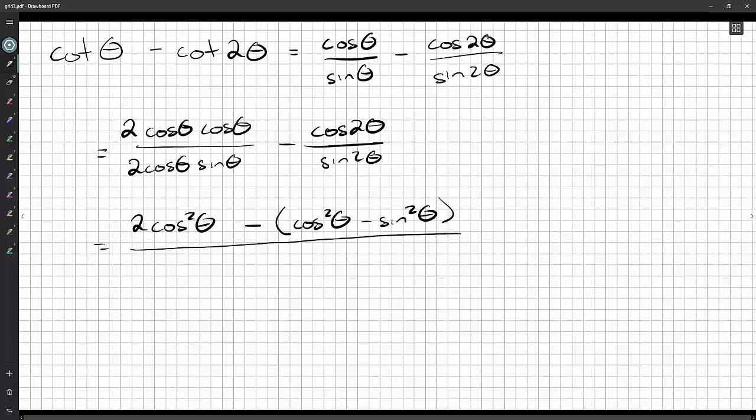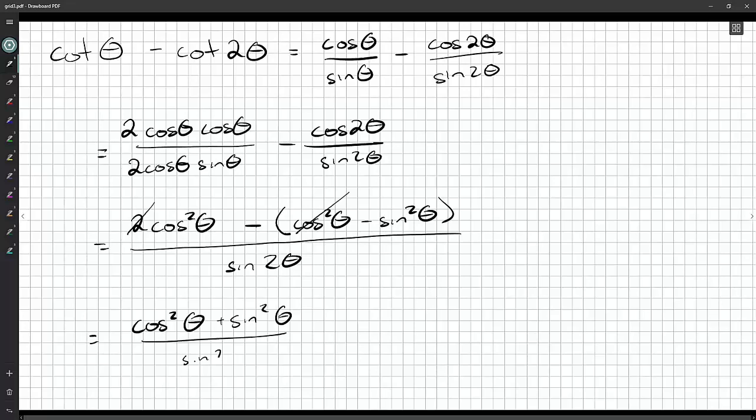And now, since we have the same common denominator, we get to say sine 2 theta on the bottom. Now we just need to turn the top into 0. Or not 0, 1. Okay. Well, one of these cos thetas and one of these cos squared thetas are going to cancel. So we're left with cos squared theta here. Minus minus turns into a plus. So we get plus sine squared theta. And we can see by that Pythagorean identity, everything is going to work out.